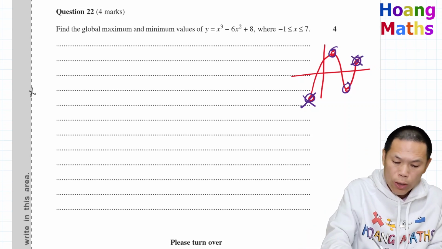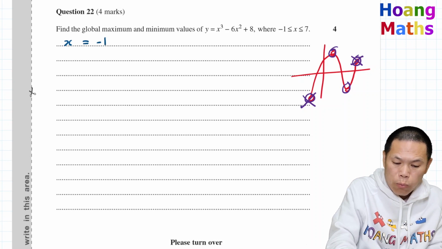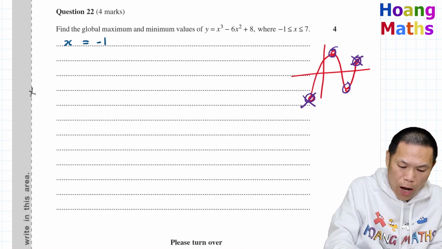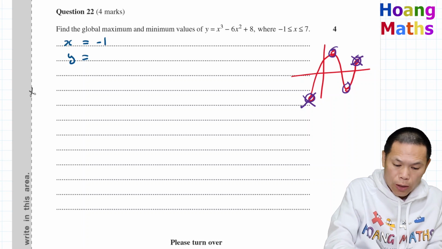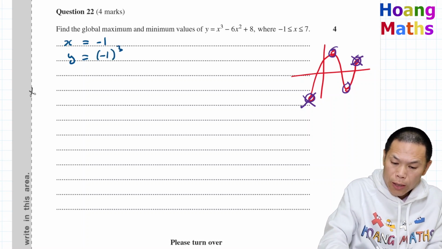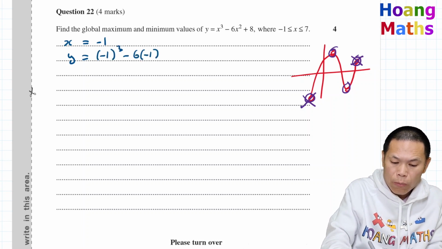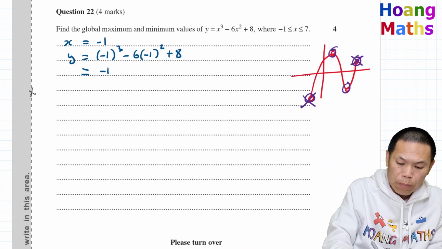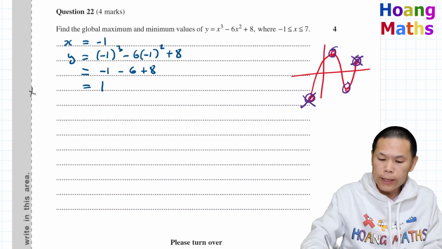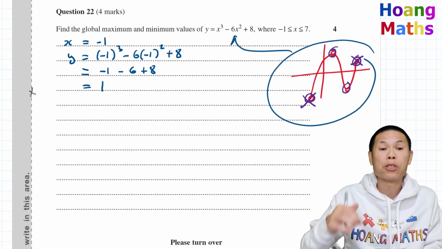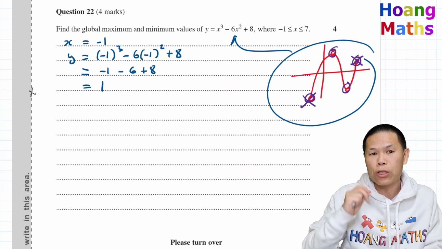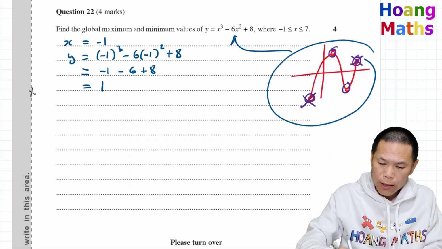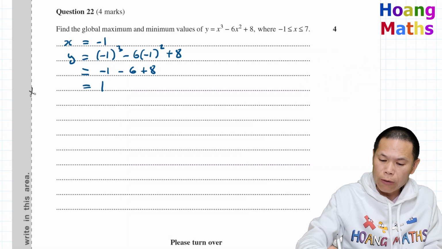So to find the endpoint, when x is -1, this means that y is equal to (-1) to the power of 3, and then we minus 6 lots of (-1) squared, and then we add 8. So there you go. So what we have is -1 minus 6 plus 8. So that will give me 1. And don't forget, this graph here is not for this, okay? I'm just drawing it to explain to you what we need to find out, okay? That's all it is, okay? So let me just clear this so you don't confuse yourself.